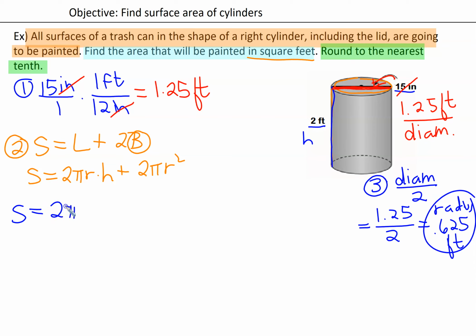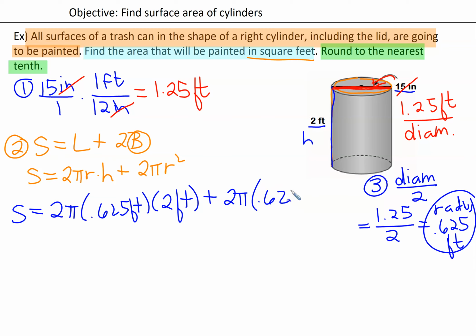So now I'm just going to plug in my numbers here. So I have 2 times pi times my radius of 0.625 feet times my height of 2 feet. Notice that's going to give me feet times feet for square feet, plus 2 times pi and my radius of 0.625 feet squared. So remember, here we're squaring the 0.625 and the feet. So that gives us square feet also, which is what we should expect here.